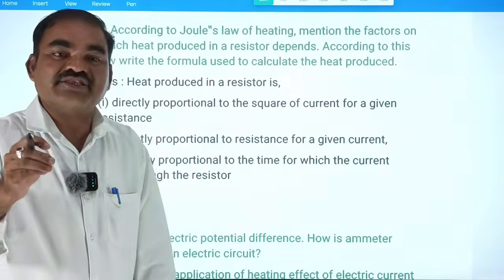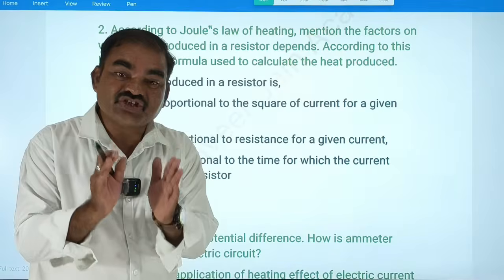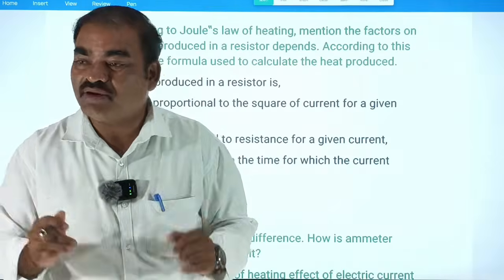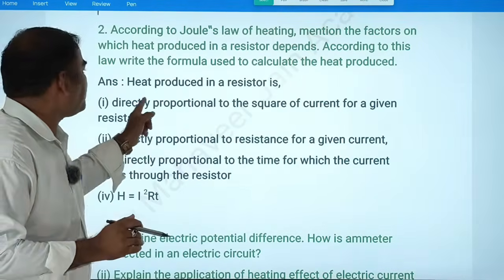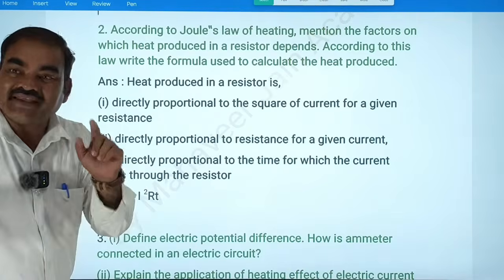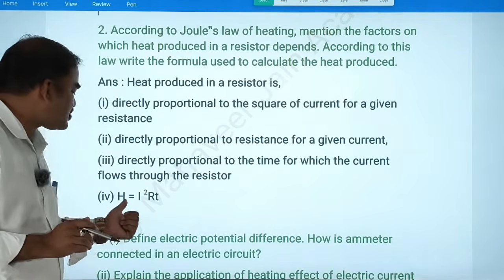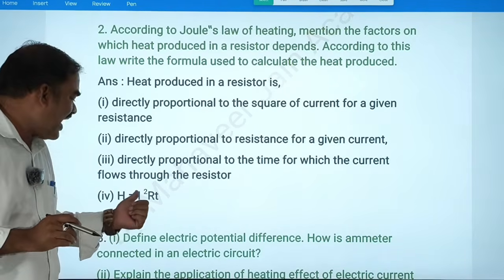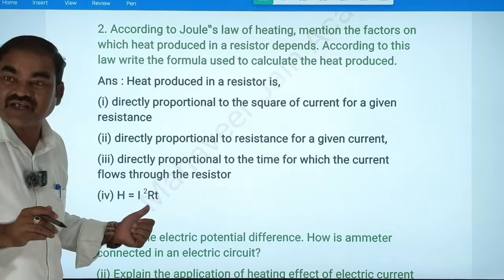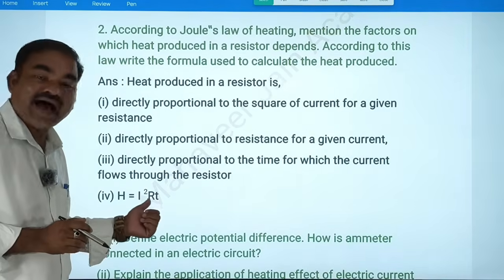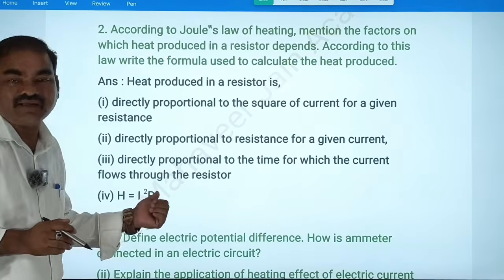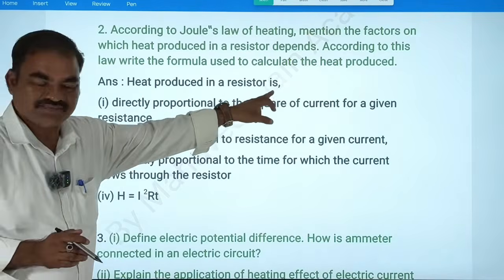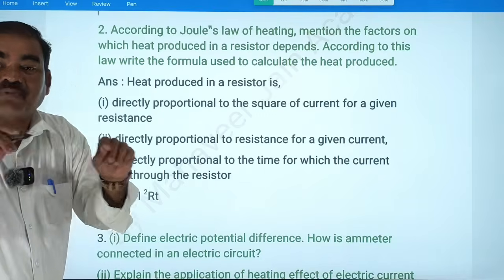Why is heat produced? Because of resistance. Resistance is nothing but that which opposes the flow of electrons, and then heat is produced there. So first, heat produced in a resistor. One easy way to remember this is H equals I squared R T. H is heat, I is current, we know the symbol of current is I, R is resistance, and T is time.